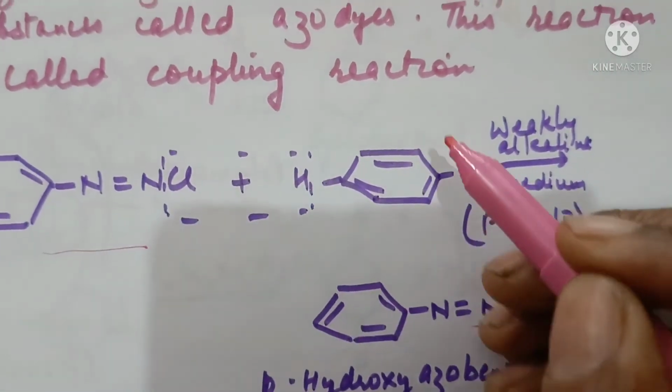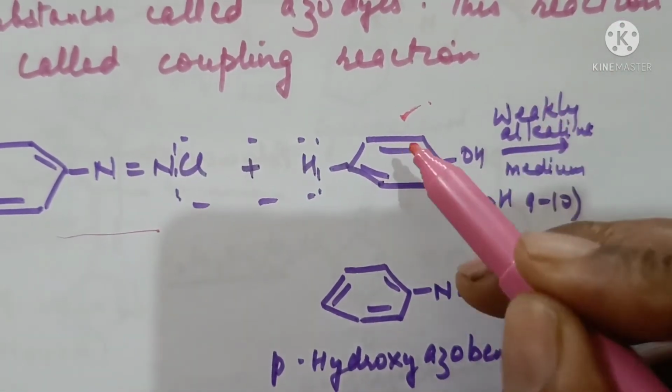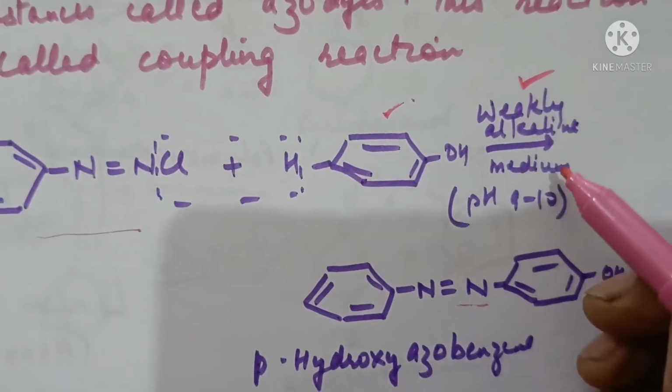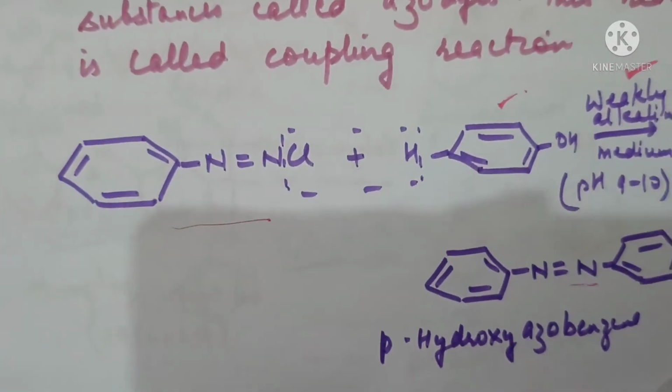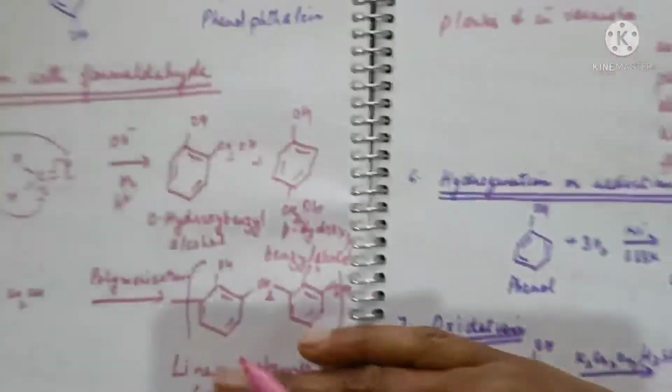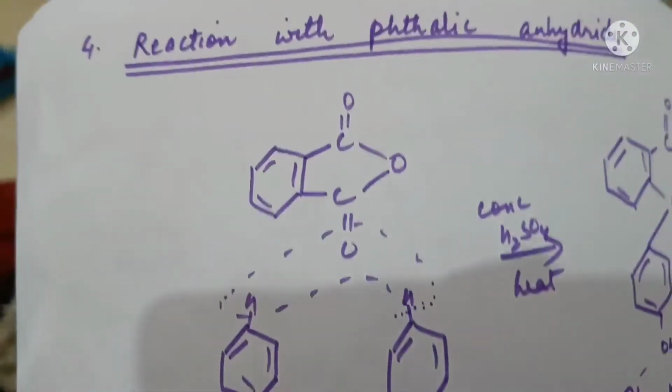Important thing is phenol is acidic in nature, so this reaction takes place in weakly alkaline medium at a pH of 9 to 10. This reaction is called coupling reaction.